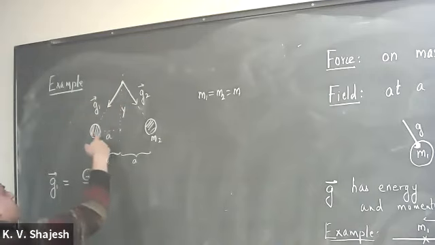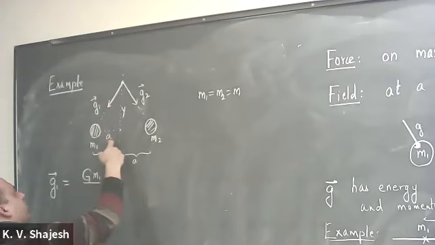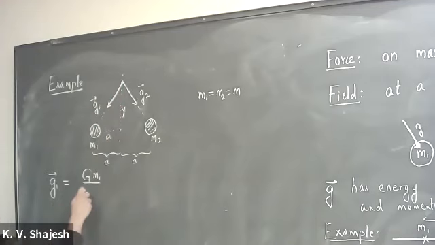How far is that? Since I know this is a right triangle, it is a squared plus y squared. So using Pythagoras' theorem, that's a squared plus y squared. That's the magnitude, and I need a direction now.